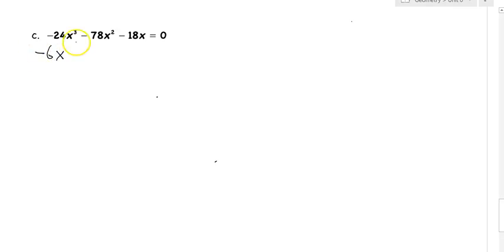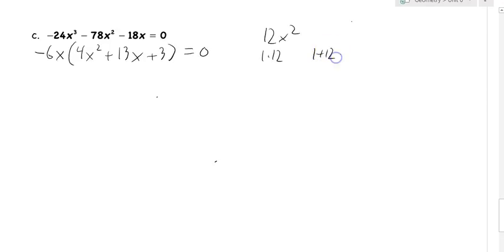So we're going to factor out that negative 6x, which leaves us with 6 times 4 is 24. 6 times 13 is 78. And 6 times 3 is 18. Inside the parentheses, multiplying the first and last together, we get 12x squared. 1 times 12. We don't have to make any more of the list because 1 plus 12 is 13, which is our middle term.